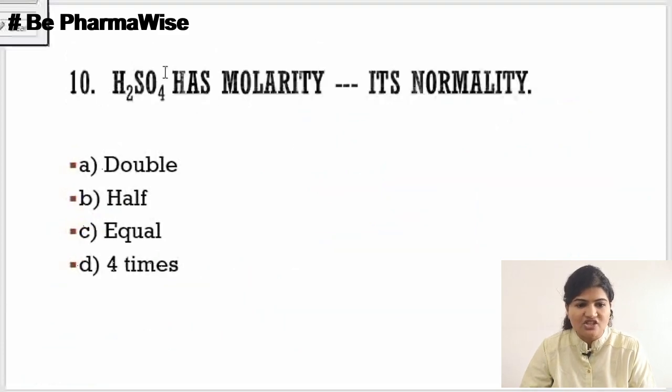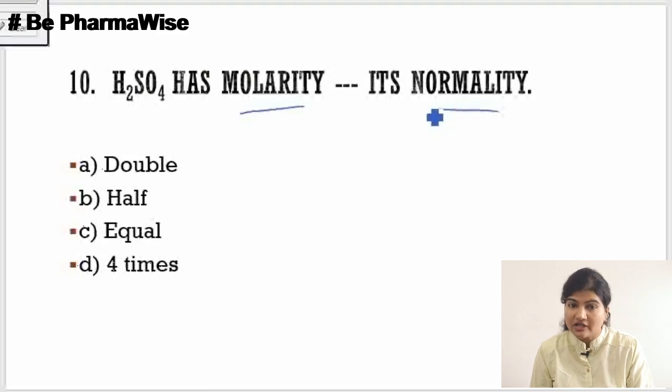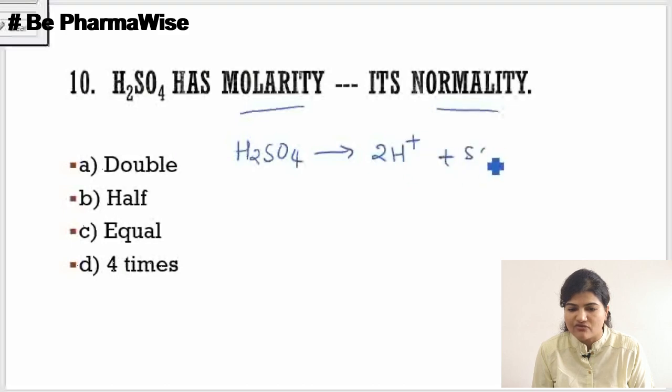See here, H2SO4 has molarity dash its normality. Now here, while solving such MCQs, you need to look at the terms, which term is used where. When they're equal, it doesn't matter, but first we will discuss this question, then I will tell you the point so that you will understand it better. H2SO4 means sulfuric acid. Now sulfuric acid dissociates to give 2H plus and SO4 2 minus, means sulfuric acid is producing 2H plus ions, means its basicity is 2, right?